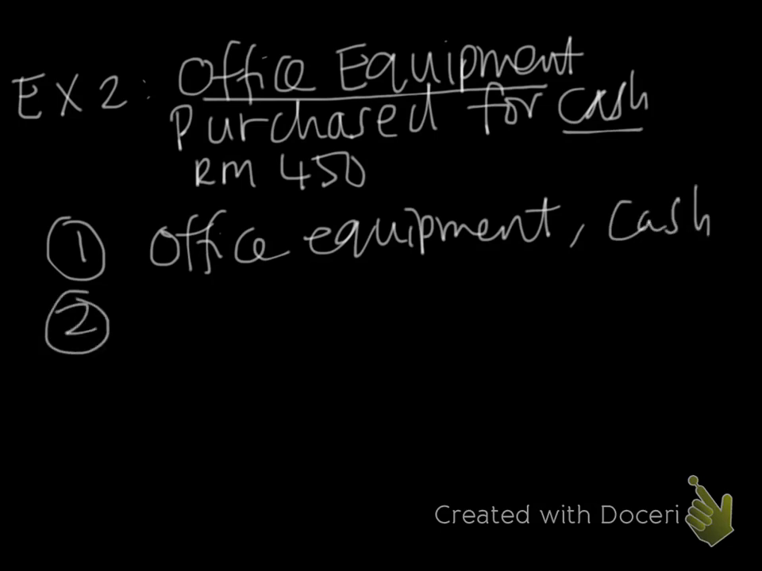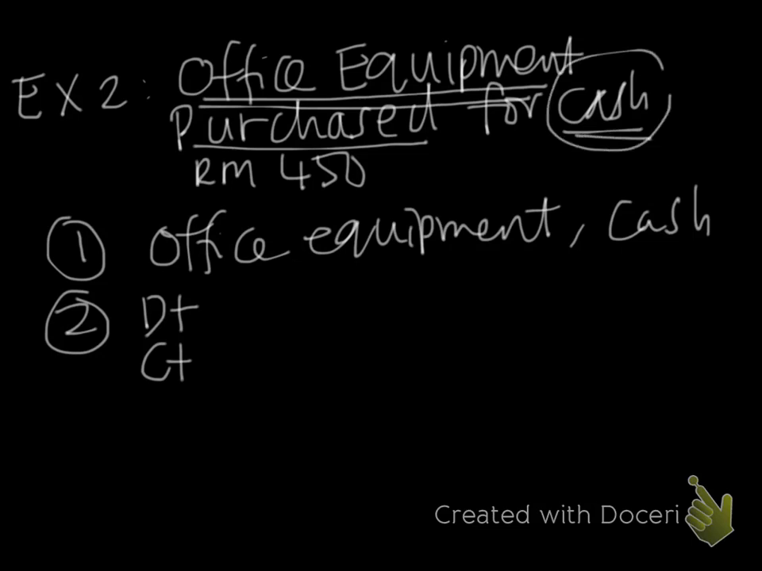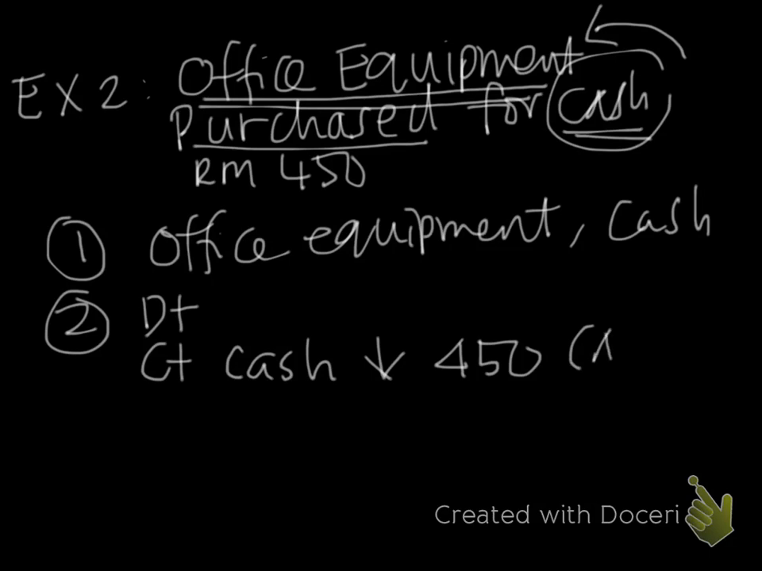Step 2, you need to identify which account should record in the debit and which account should record in the credit. Office equipment purchase for cash, which means we use our business cash to purchase office equipment. So our cash reduced by 450. Remember, asset account reduced should record in the credit side.